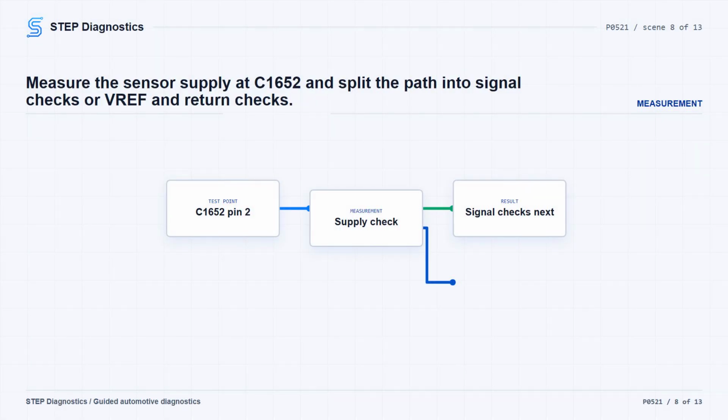Now begin the hardwired circuit checks. Key off. Disconnect the engine oil pressure transducer at C1652. Key on. Measure between C1652 pin 3 and C1652 pin 2. You're looking for approximately 5 volts. If the voltage is approximately 5 volts, continue with the signal circuit checks. If it is not, move to the VREF and return side checks.